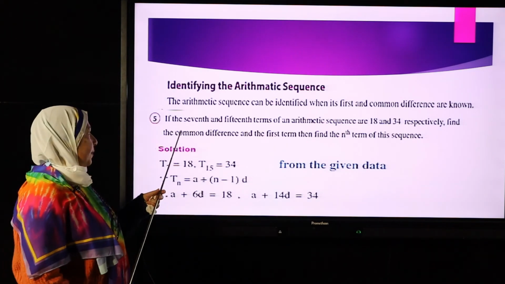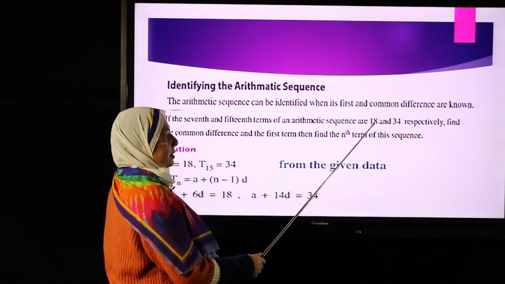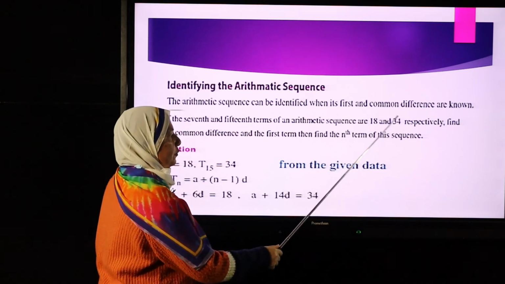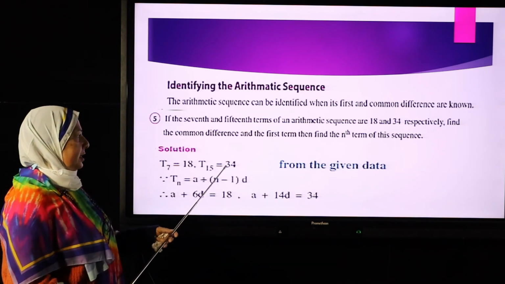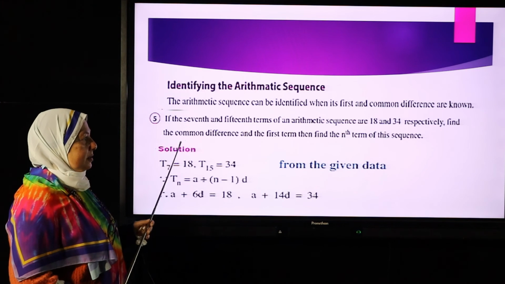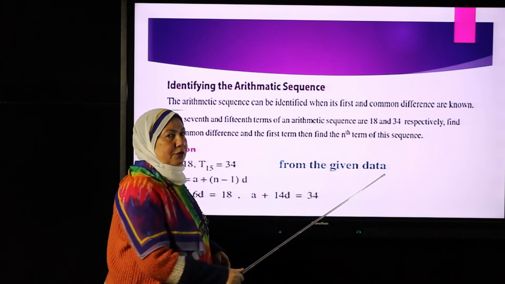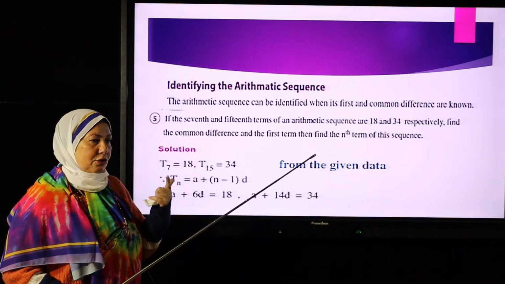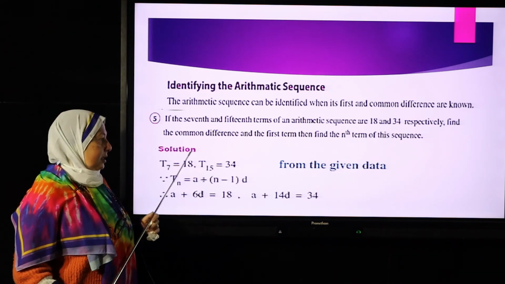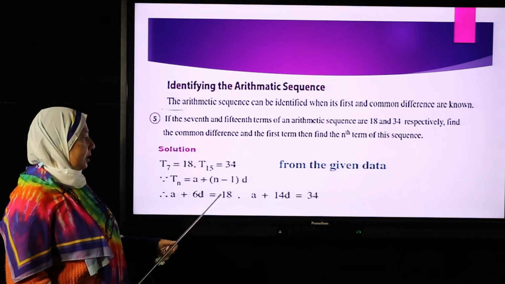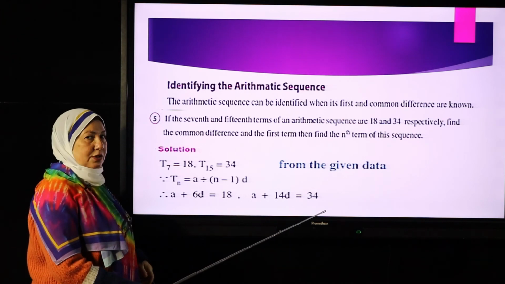For example, if the 7th and 15th terms of an arithmetic sequence are 18 and 34, therefore T7 equals 18 and T15 equals 34. Find the common difference and the first term. Then find the nth term of this sequence. They ask you for the first term and the common difference. What's the meaning of T7 and T15? T7 equals a plus 6d equals 18. T15 equals a plus 14d equals 34.